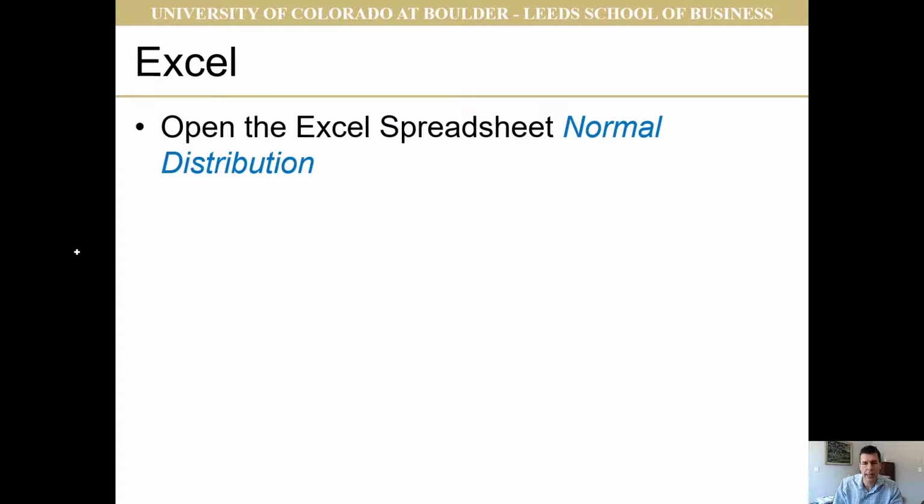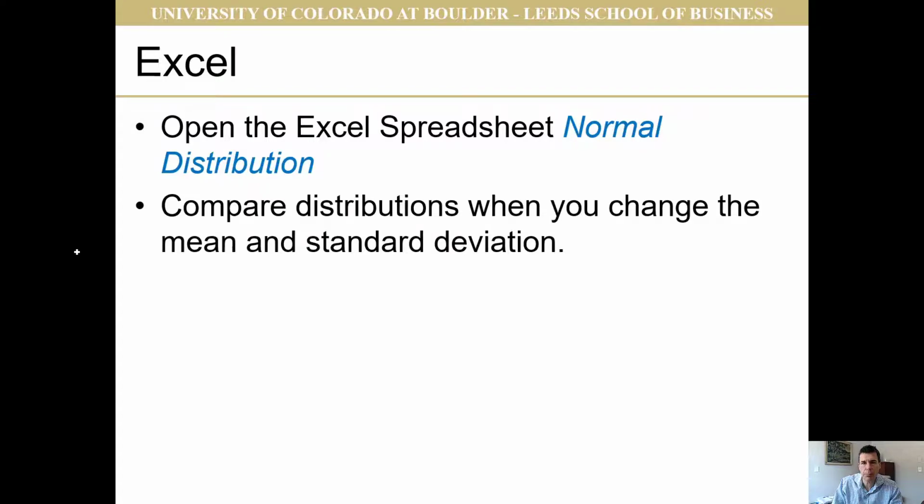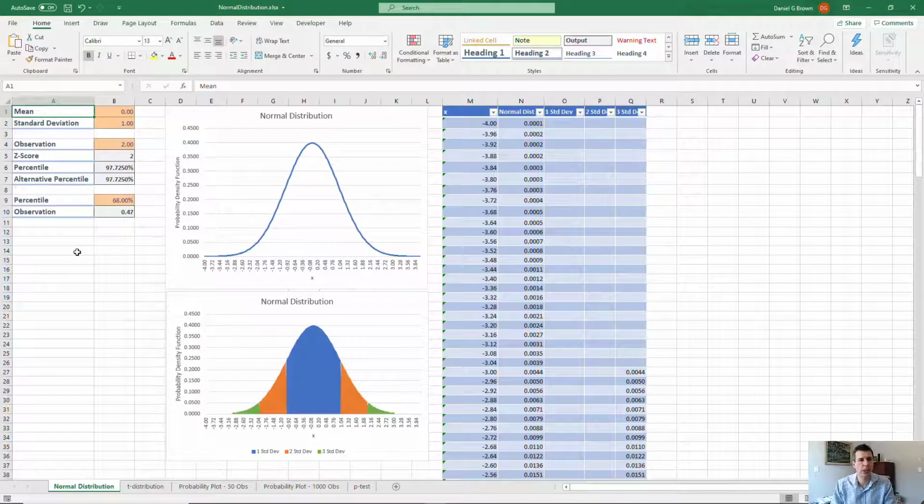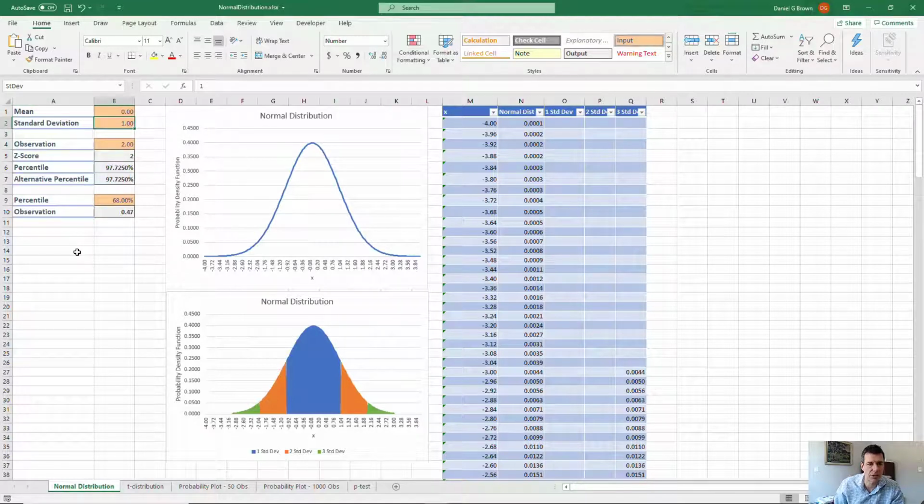We're going to look at an Excel spreadsheet. You'll find this spreadsheet on Canvas. This spreadsheet does a lot of things, but the first tab is all we're really interested in. We want to compare distributions when we change the mean and standard deviation. So here's our spreadsheet. We've got the mean and standard deviation in the top left corner. Right now we have a mean of 0, standard deviation of 1. So this is our standard normal. You can see it here.